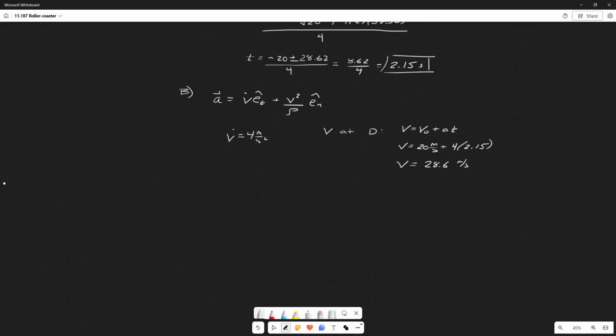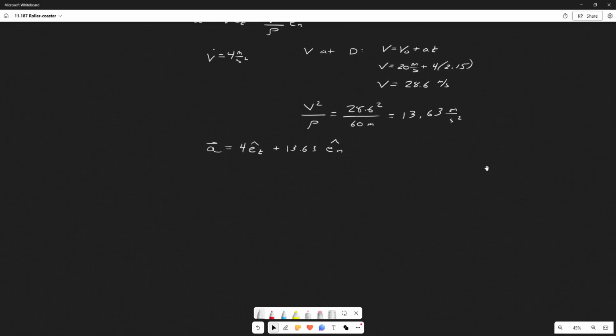So I can take that velocity and compute v squared divided by the radius of curvature rho. So that's 28.6 squared over the 60 meters. And when I work this out, I get 13.63. And that's an acceleration. It's going to have units of meters per second squared. So the acceleration vector, written using the transverse and normal coordinates, is 4 times the unit vector e sub t plus 13.63 e sub n. So that's the acceleration at point D.